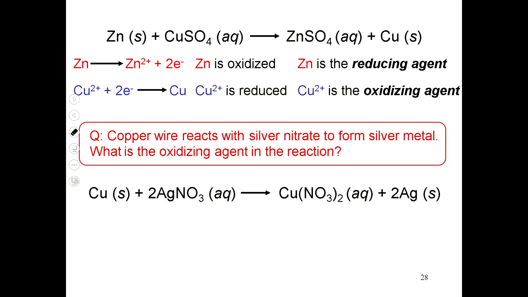Question. So the copper wire reacts with silver nitrate to form silver metal. So what's the oxidation agent in the reaction?